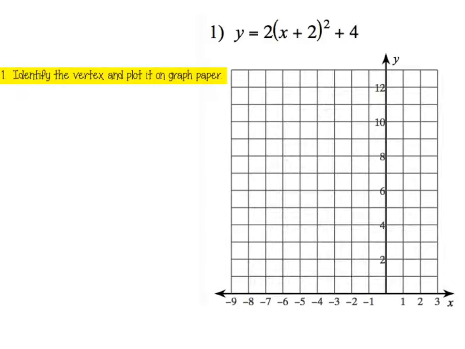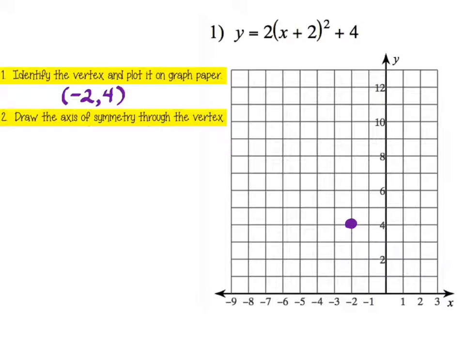If we follow these steps, we want to identify the vertex and plot it on the graph. When it's in vertex form, you can just take a look at it and see that the vertex is going to be at -2, 4. And you will plot that point. The next step, you're going to draw the axis of symmetry through that vertex. So just draw a straight line through that vertex. That's your axis of symmetry. Don't make it too dark. It's really an imaginary line, not really supposed to be a part of the graph.